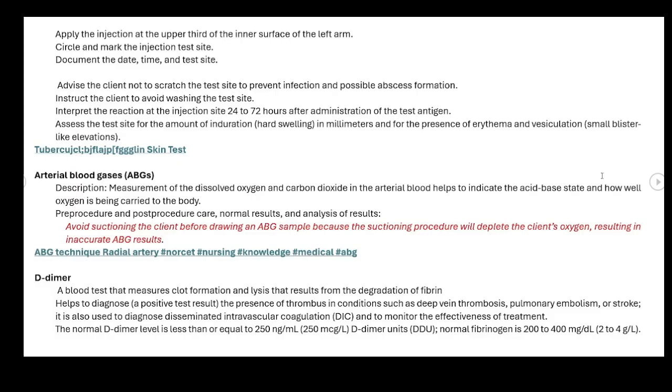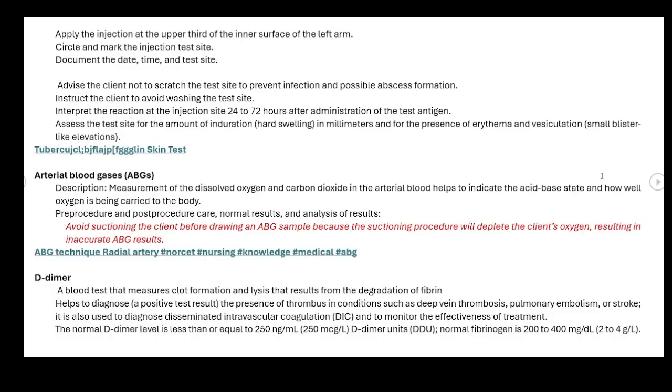Now let's come to arterial blood gases. This is where we'll be doing some kind of practice as time goes on. This measures the amount of dissolved carbon dioxide and oxygen in the blood. It is also a way to determine whether we are having hypoxemia or low oxygen in the blood.